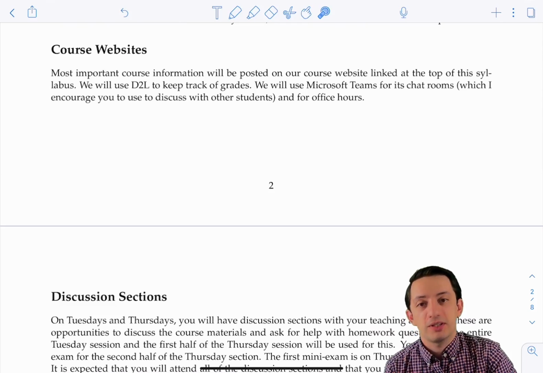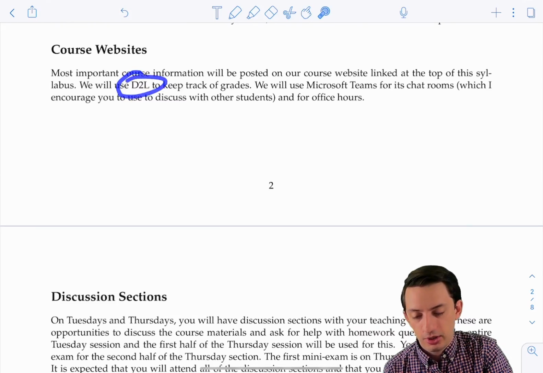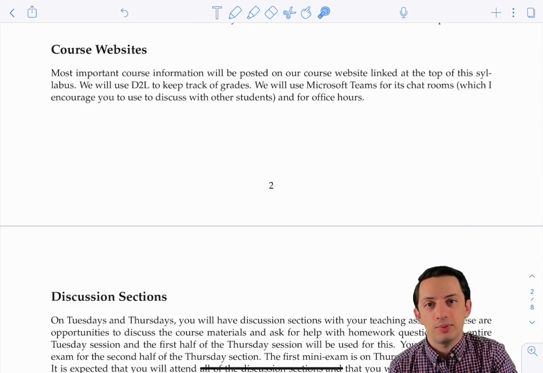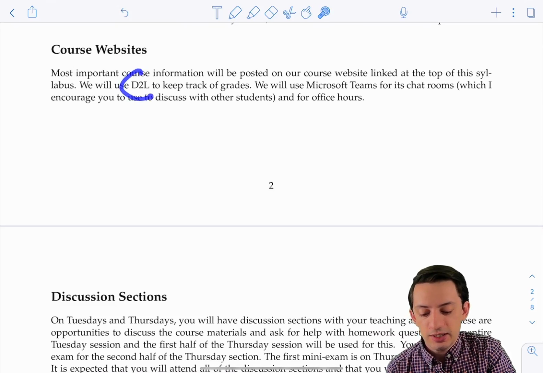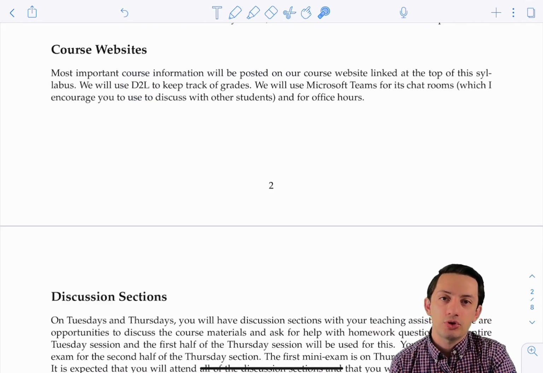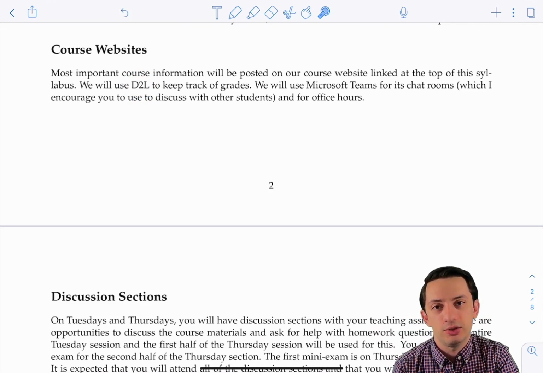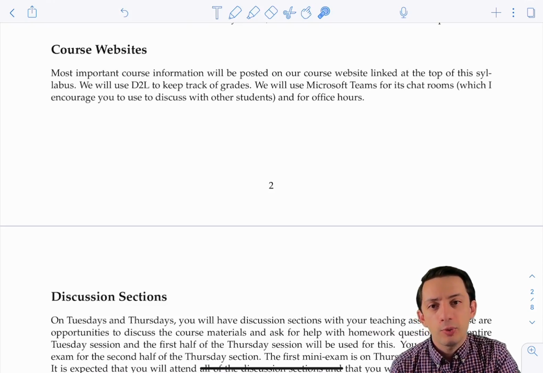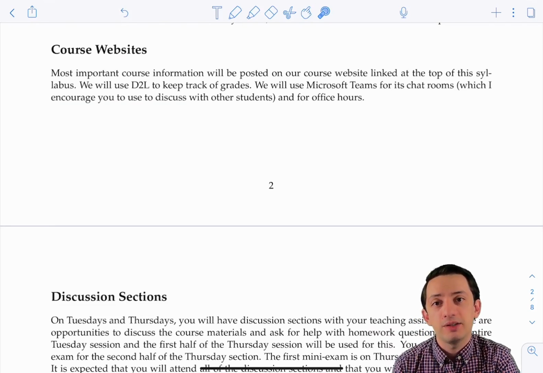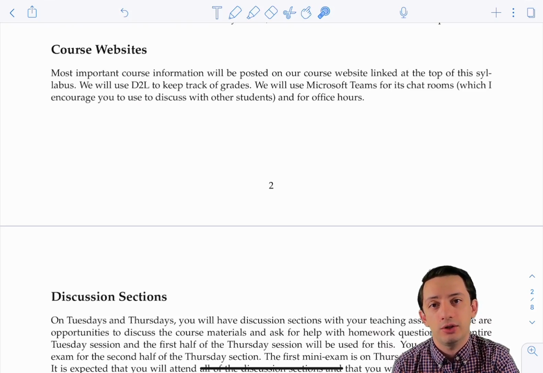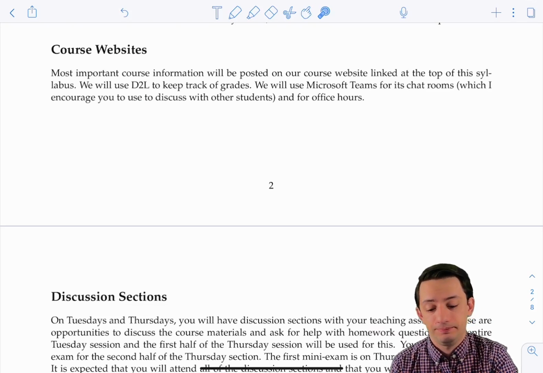The other websites that we'll use are D2L. This is Marquette's main course management system. You're going to use D2L mostly for keeping track of your grades. So grades will be entered on D2L. If we reach a point in the semester where we have to move to an all online format, D2L will also be where you take your exams and submit them.